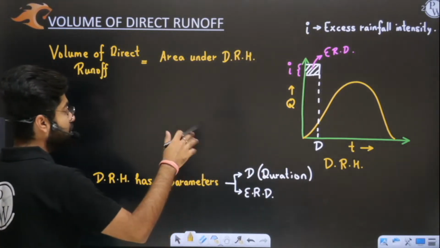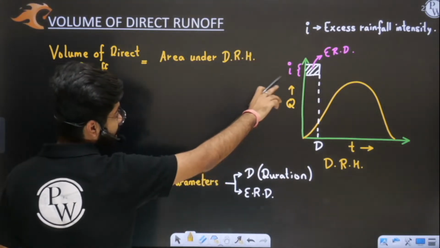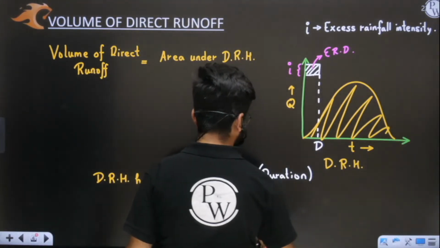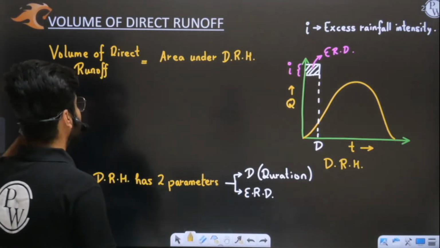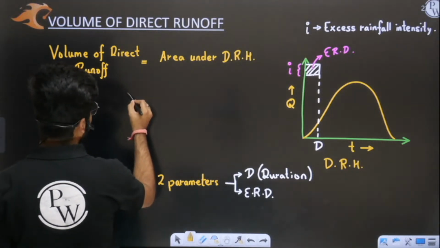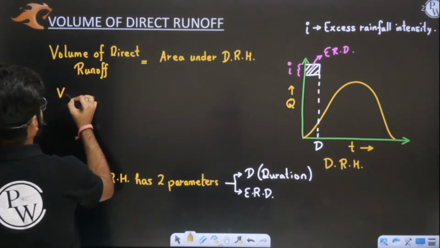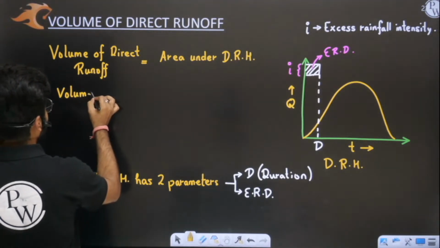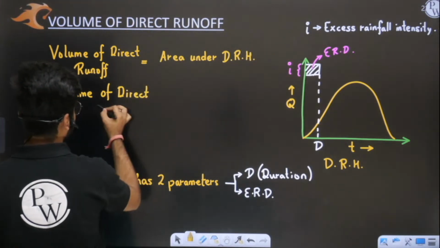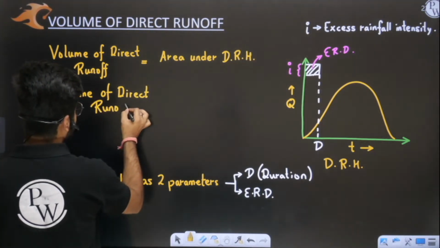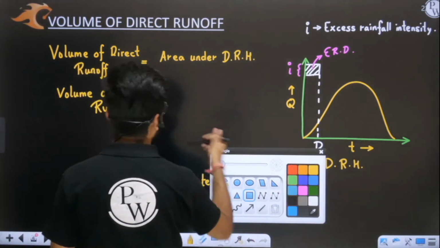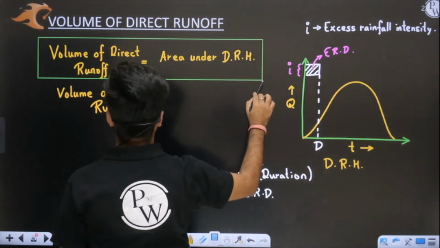Now what will this area under this DRH give me? It will give me the volume of direct runoff. You need to understand one thing, that volume of direct runoff can also be written in another way. This is the basic concept which you have to remember. This is the basic thing.